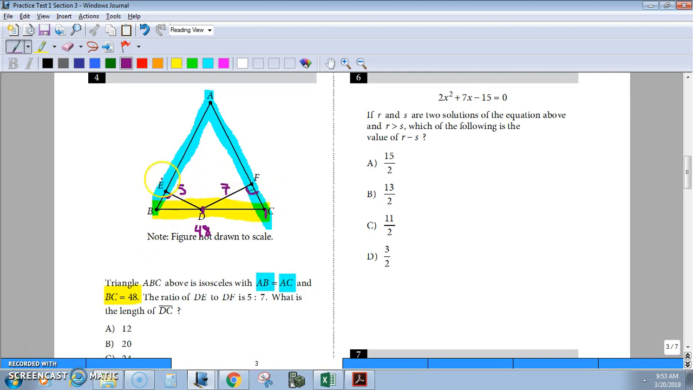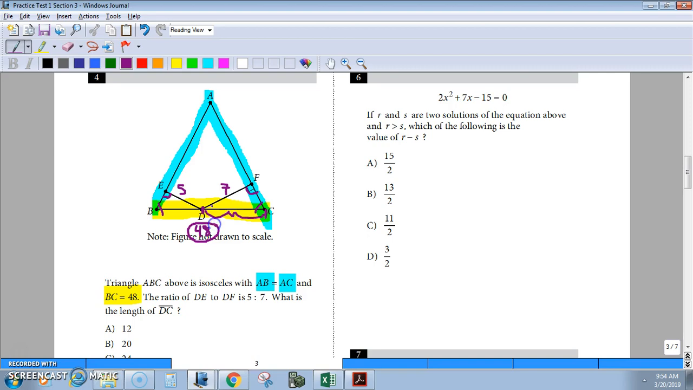And because this is an isosceles triangle, that means this angle and this angle are the same. So we have a 90-degree angle and another angle that's the same, which means the third angle is the same, which means they are similar, which means I should be able to figure out DC. So here's the thing, I have the entire denominator added together, which is 48.